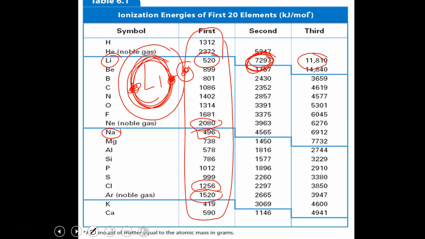And you don't have to memorize these values. You just need to know the trend. If I say, hey, sodium versus argon, which one has a higher ionization energy? You should be able to tell me that.